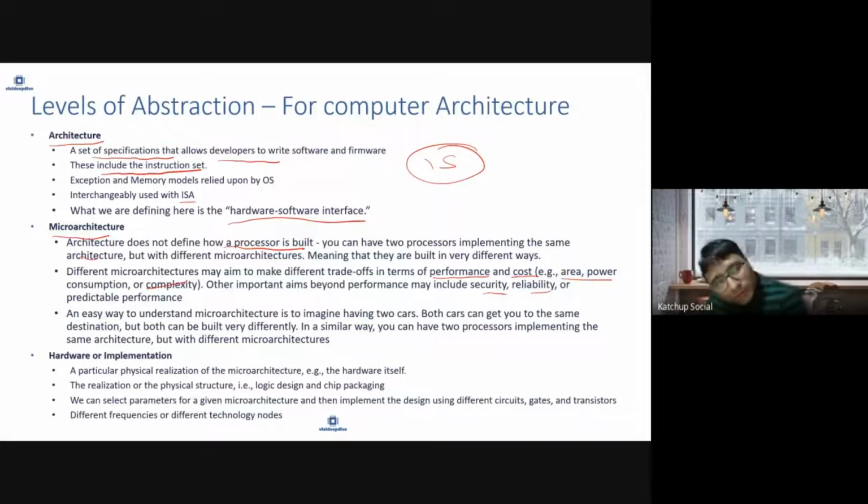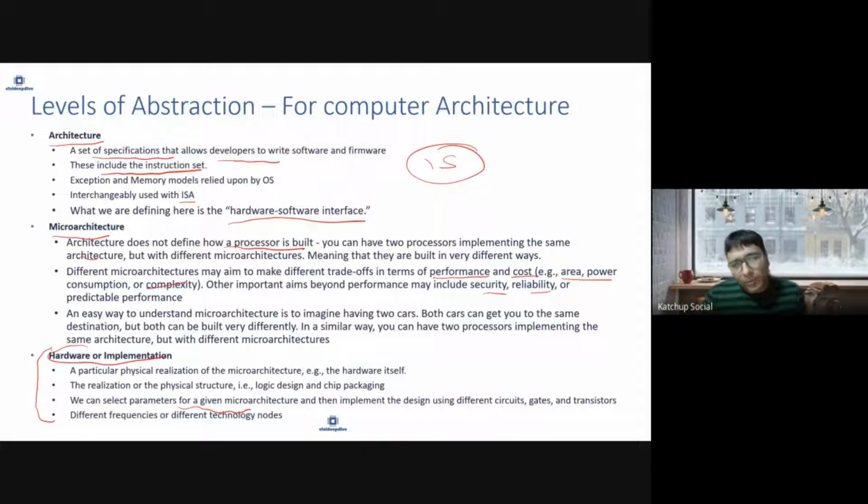Going further down in abstraction level, there is the real hardware that you are implementing, which is basically what technology you are building on. What is the physical structure? What are the gates in the design? What is the packaging in the design? Different parameters and different sub-technologies can be chosen: different technology nodes, different frequencies. That goes closer to the hardware, how you are implementing it.